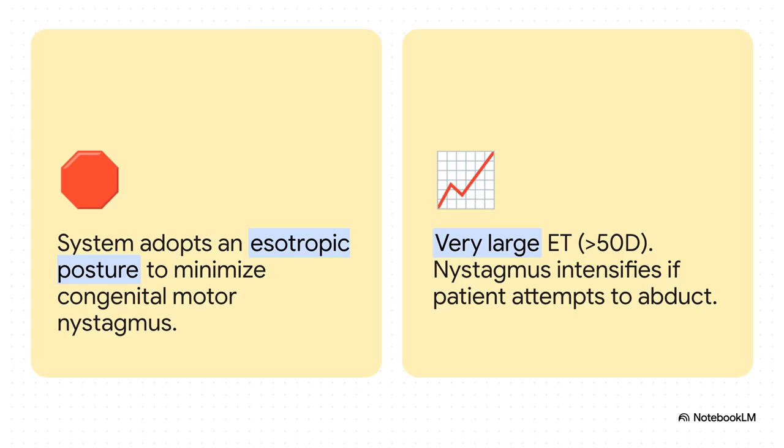Now, on the flip side, Ciancia syndrome is defined by a very large esotropia. We're talking usually over 50 prism diopters, combined with a latent nystagmus that intensely worsens the very moment the patient attempts to abduct the eye.